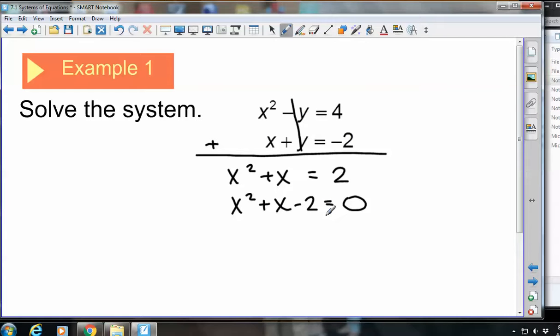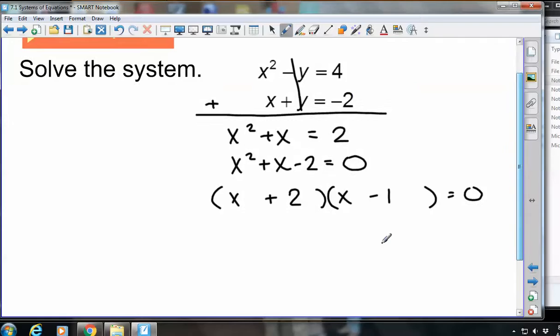And then box method. We could just do the shortcut here. Multiply negative 2, add positive 1. Plus 2 minus 1. So I get x equals negative 2 and 1.